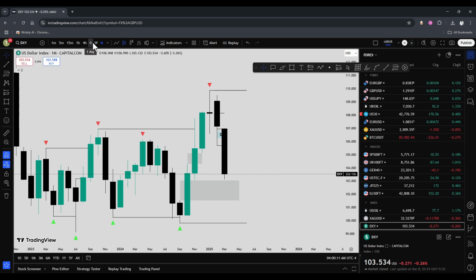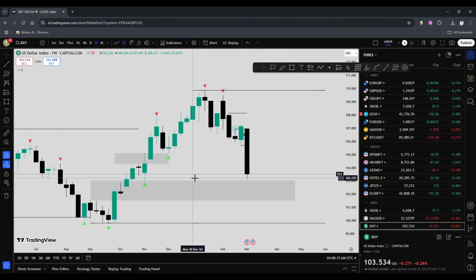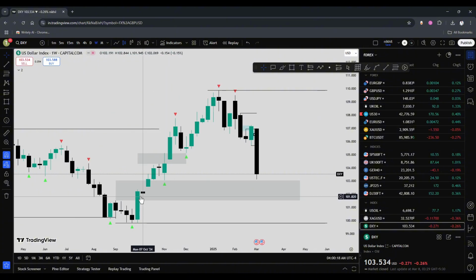Now let's look at the weekly time frame. On a weekly time frame, I don't see much. We have this weekly fair value gap, but that is not important because we already have a monthly one there. So if there is any change of character from that monthly fair value gap, we'll look for a buying opportunity in dollar, or there must be strengthening in dollar.